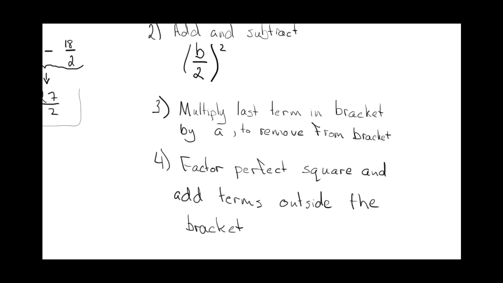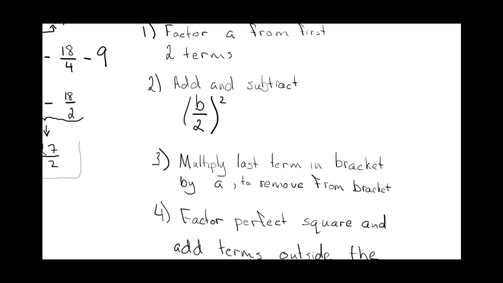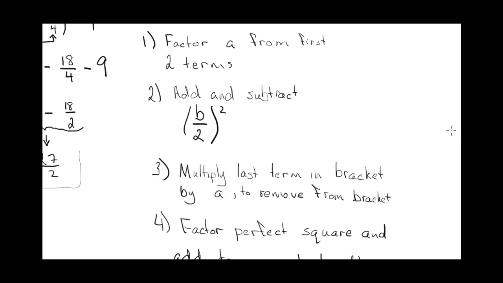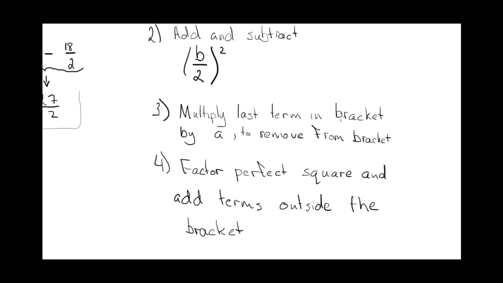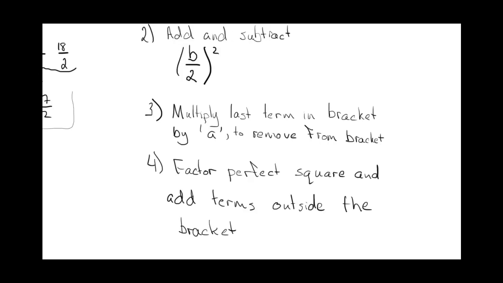Okay, so those are your steps. Can I get it all in one? No. So first, factor a, that's the coefficient a from the first 2 terms. Then you add and subtract b over 2 squared. Then you multiply the last term in the bracket by a. Again, that's the coefficient a to remove from bracket. And then you will have a perfect square, which you factor, and you add the outside terms in the bracket. And you will have it in vertex form. So that's the process.